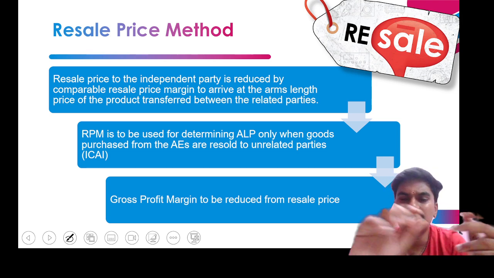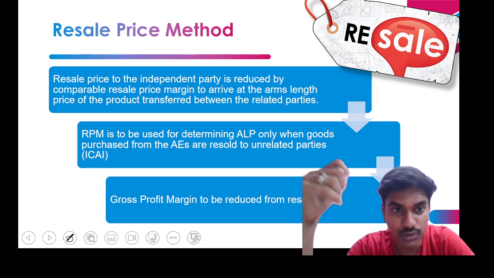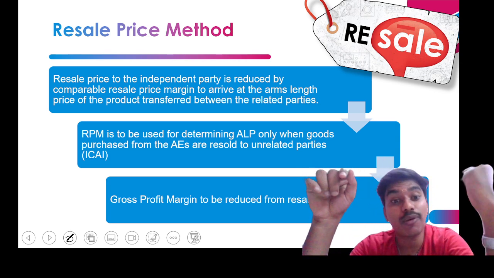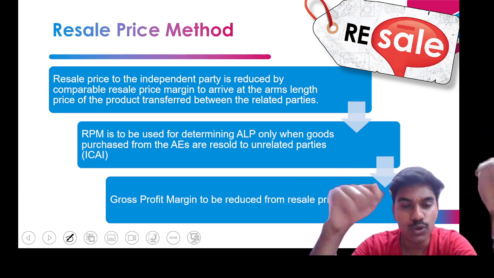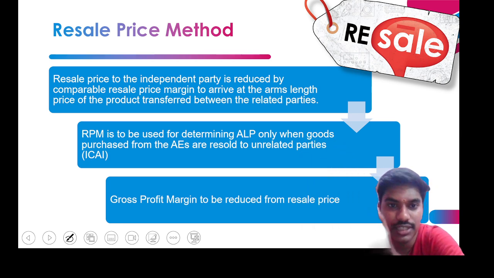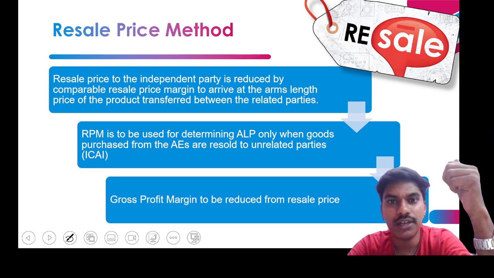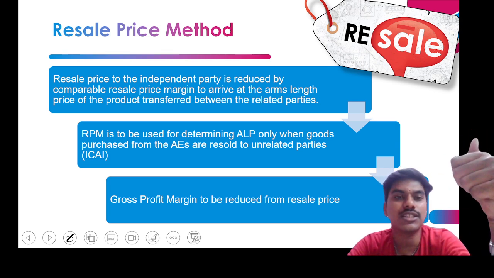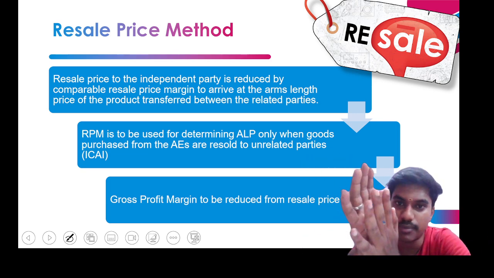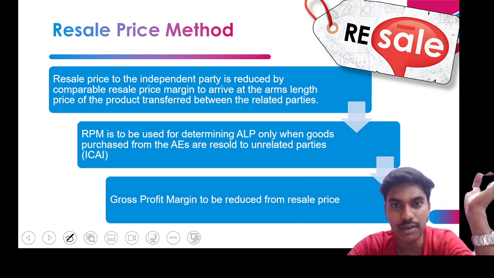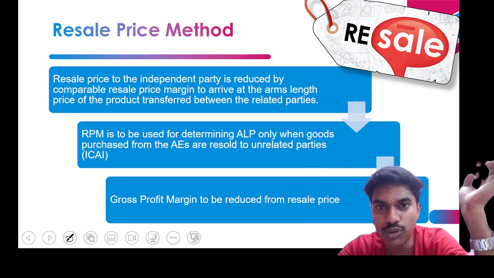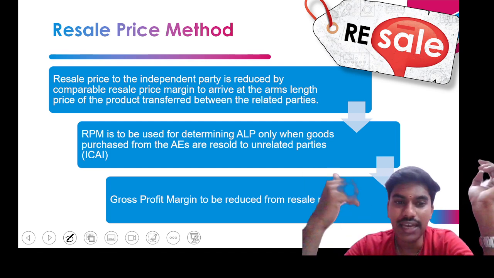Resale price method is simply this: assume for example I am selling a good which is purchased from an associated enterprise, and the sale is to a non-associated enterprise. For me to use the resale price method, two conditions are to be primarily satisfied. My purchase should be from an associated enterprise. My sale is to be done to a non-associated enterprise. If both of these conditions are satisfied, I can use the resale price method. In the resale price method, we use the resale price, that is the price at which it is sold to the third party, to arrive at the arm's length price.